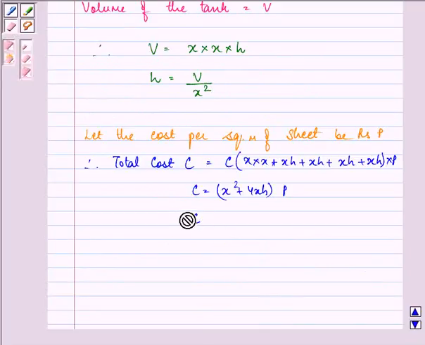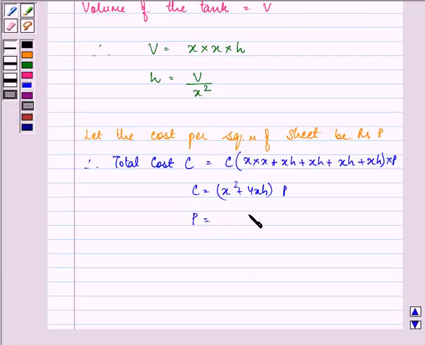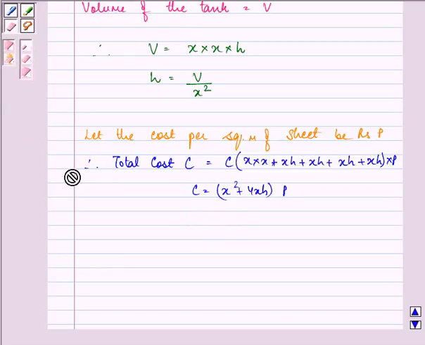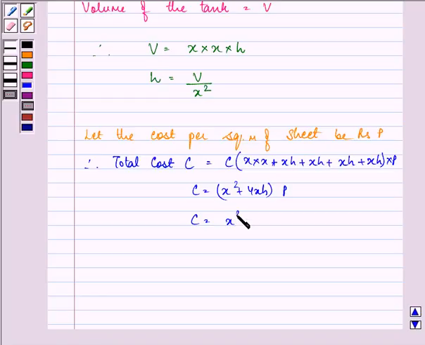C can now be written as x square plus 4x into h, which is equal to x square plus 4v upon x.